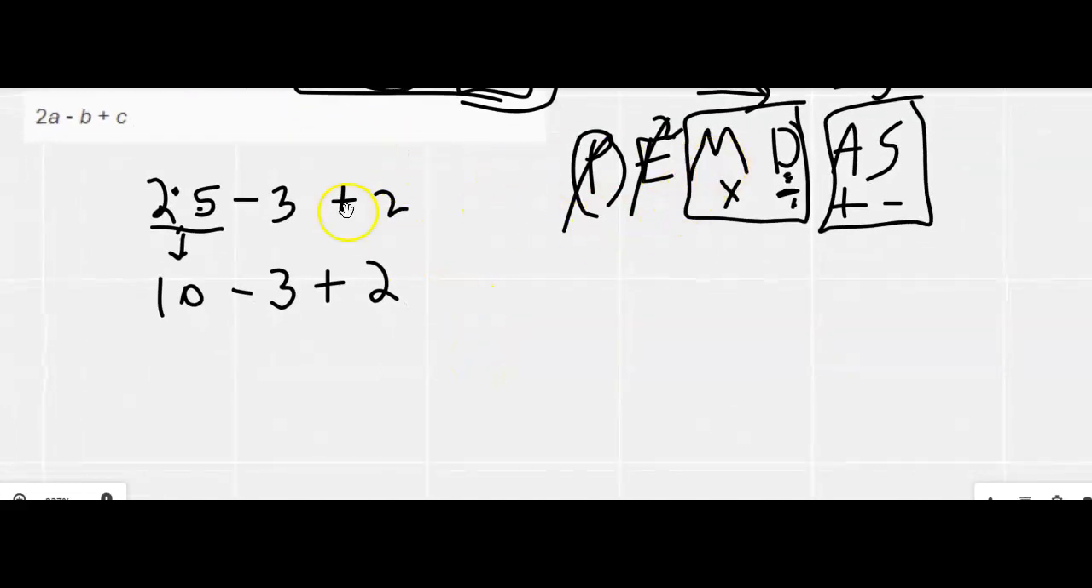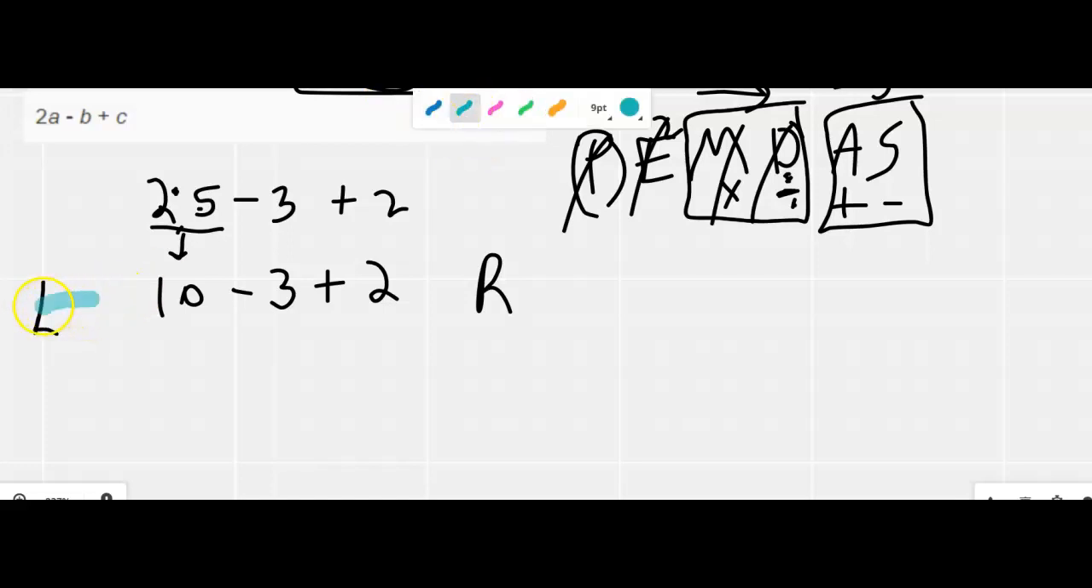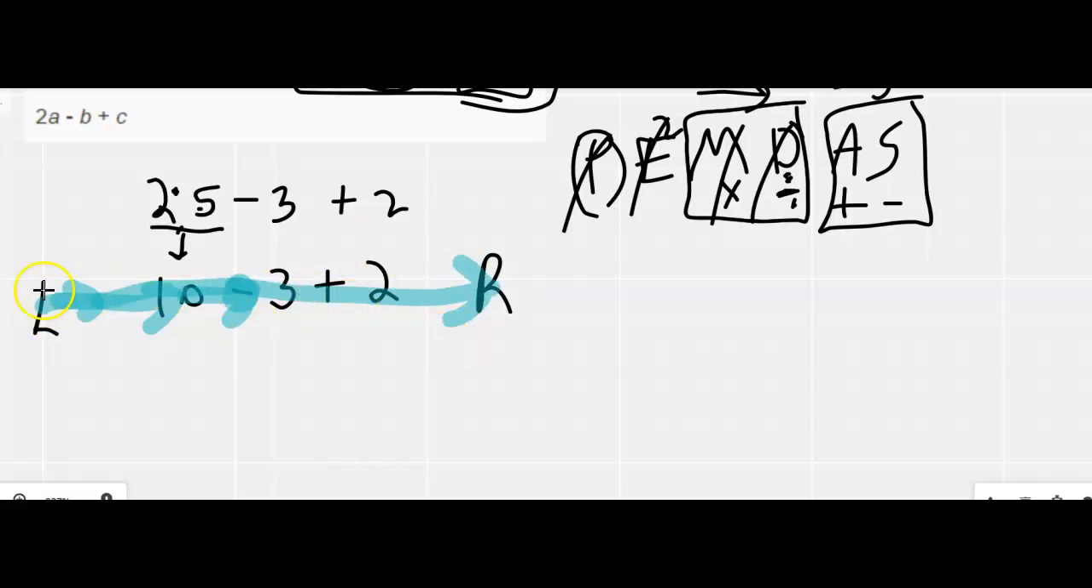Okay, what's next? Any more multiplying or dividing? No. Done. Now we do add and subtract, but not necessarily in that order. Whichever comes first, going from left to right. So I'm going to use a highlighter. We're going to move from left, going in this direction. What's the first thing we hit? It's subtraction. That's what we do first because that's the first thing that happens going from left to right. Okay, so let's go ahead and subtract first.